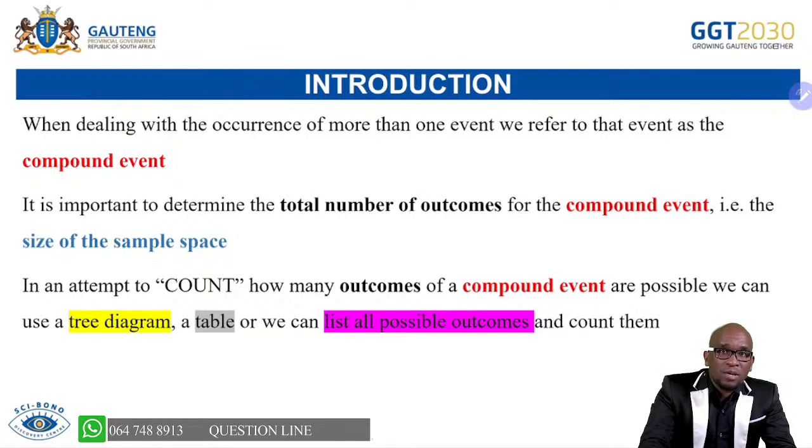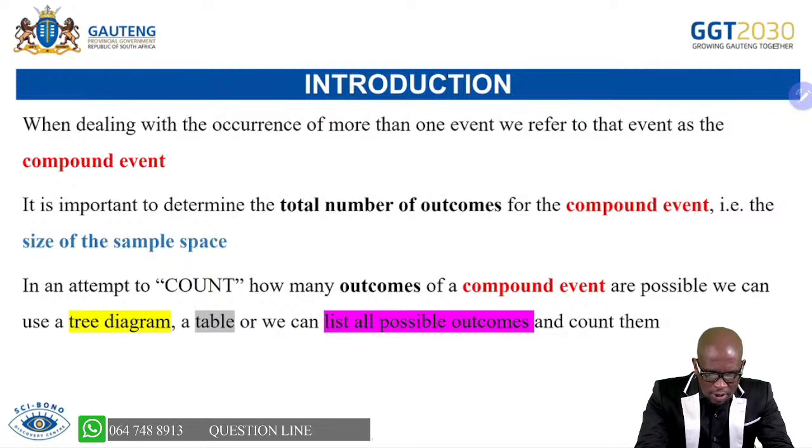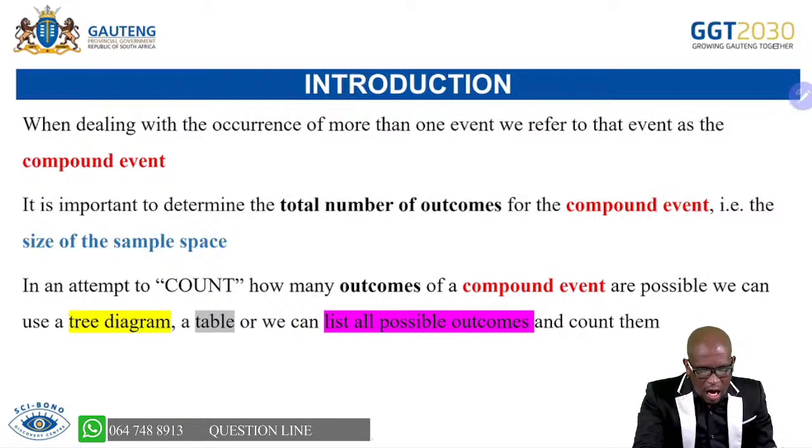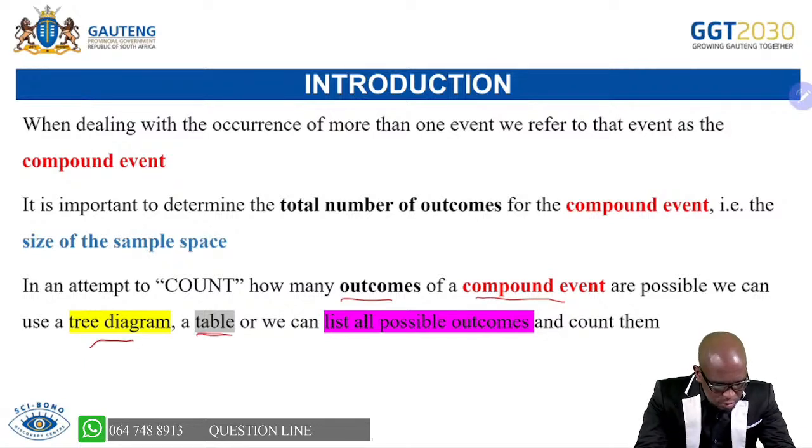Right, introduction now. Let's look at the introductory work on this. When dealing with the occurrence of one or more events, that is referred to as a compound event. It is important to determine the total number of outcomes of a compound event, i.e. it helps us to get the size of the sample space. In an attempt to count how many outcomes of a compound event are possible, we can use a tree diagram, or we can use a table, or we can list all the possible outcomes and count them.